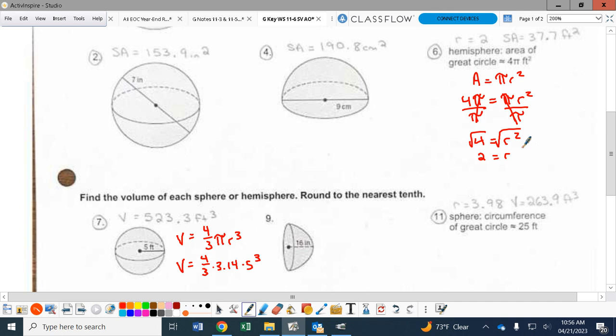So far so good. Then plug it in for the hemisphere one. I think it's 3 pi r squared. So surface area equals 3 pi r squared. So surface area equals 3 times 3.14 times 2 squared. Try it. If you don't get that, let me know.